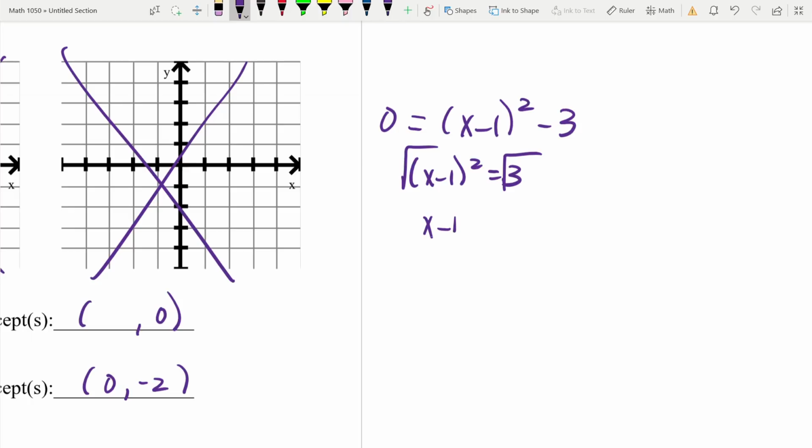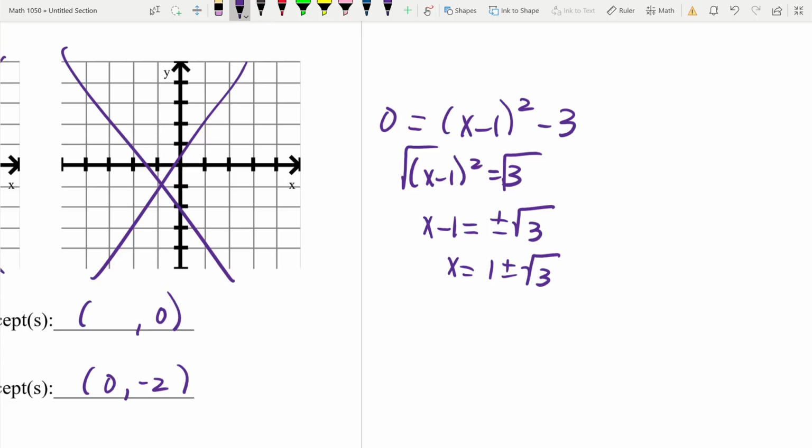And then you get x minus 1 equals. Some of you are forgetting this. I know you're forgetting it because I'm grading quizzes and you're missing it. What comes right after the equal sign? Plus or minus. When you take the square root, you have to put a plus or minus in front of it. Good. Move the 1 over. It comes over and becomes a positive, so you have 1 plus or minus the square root of 3.